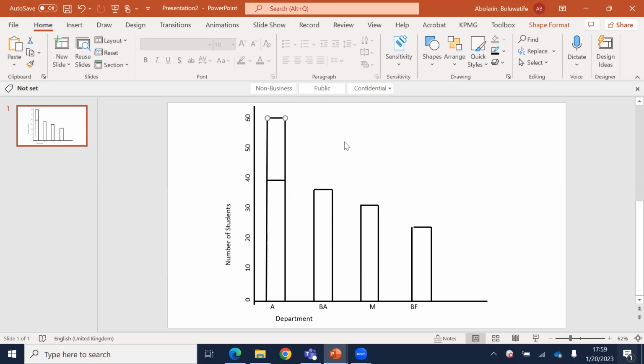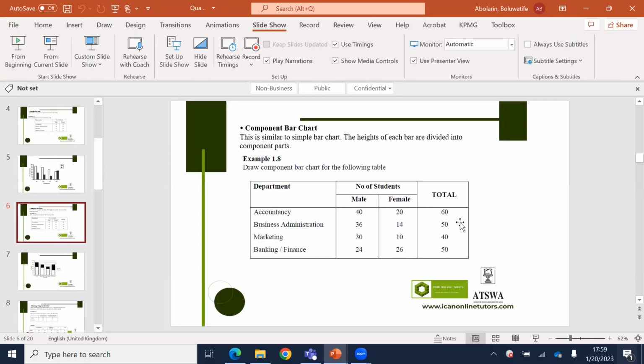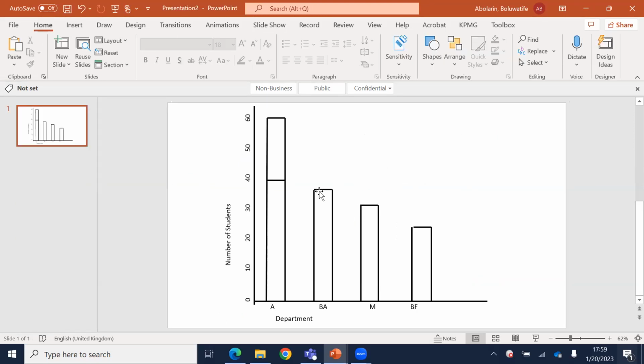So we have 60 here. So the next one is what? 50. So we've already done 36. So I have to just do it to what? To 50.